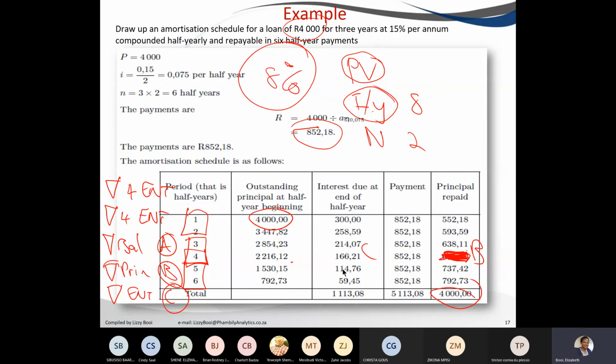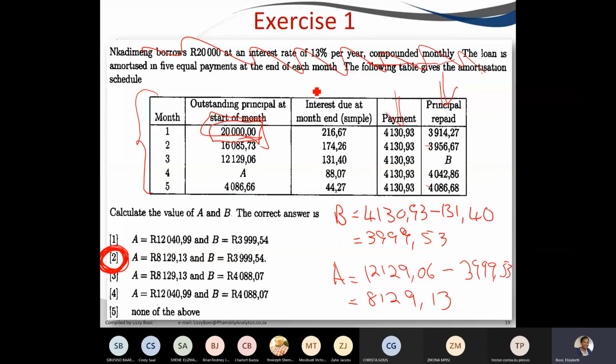Also, they didn't tell you for how long this loan was taken up. They just give you information that it's only for 5 equal payments, but it's amortized each month. We know each month is 12 months of a year. So there should be at least 12 months. All right.